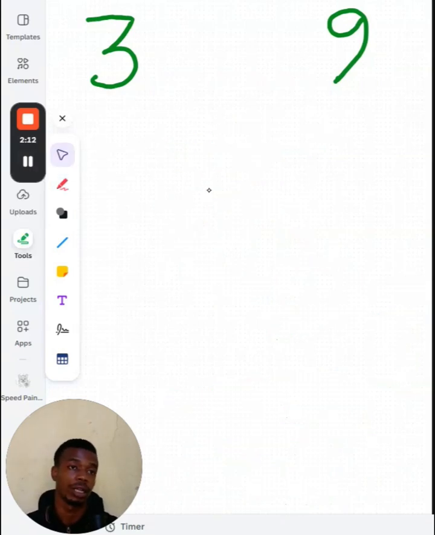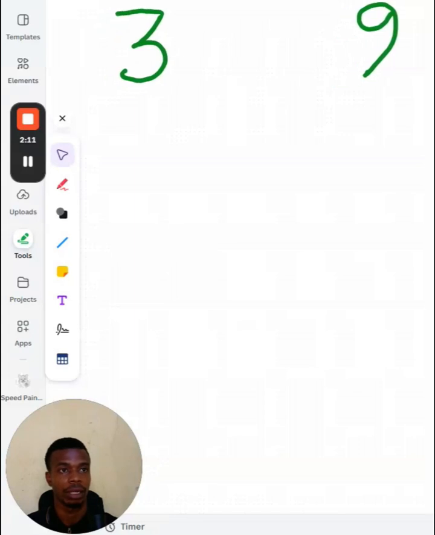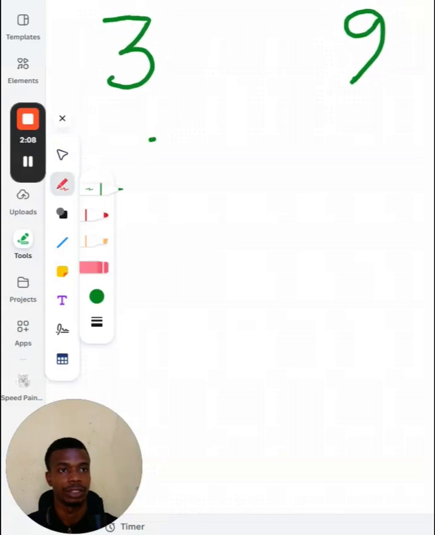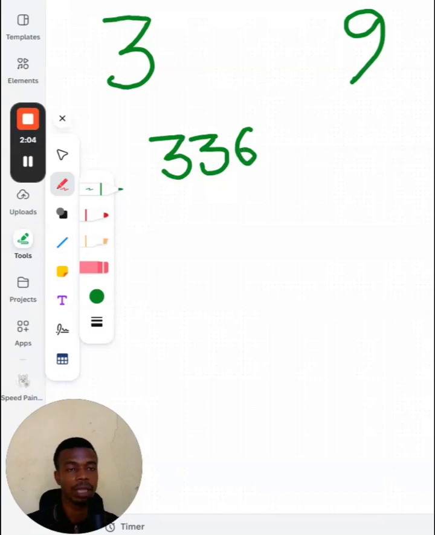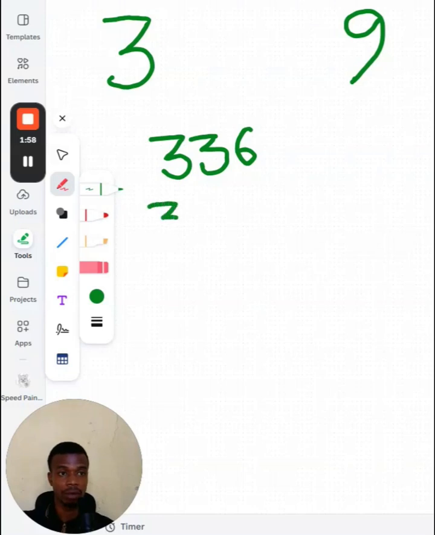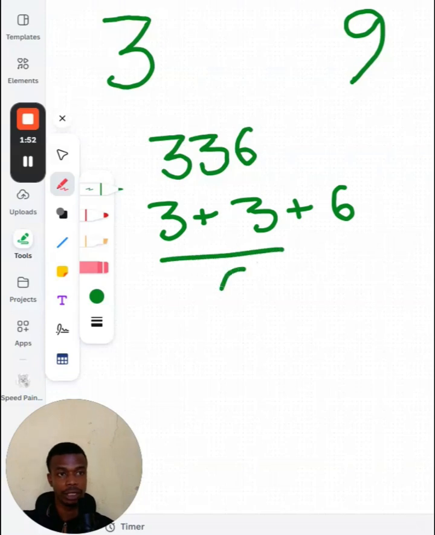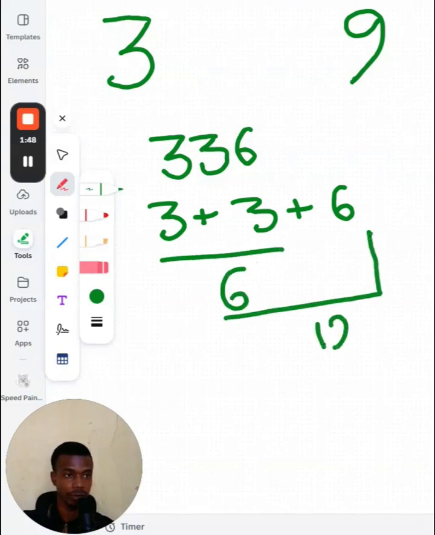As another example, let's look at the number 336. Let's find out if this number is divisible by 3. And how do we do that? We're going to find the repeated sum of the digits in this number. 3 plus 3 plus 6. 3 plus 3 is 6, and 6 plus 6 is 12.